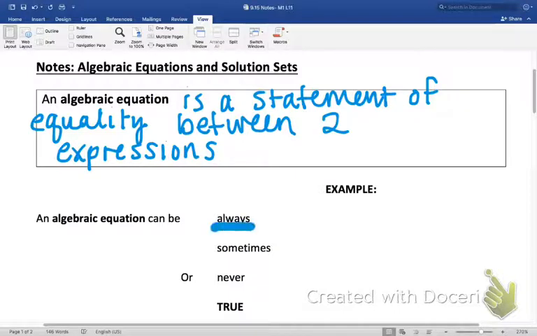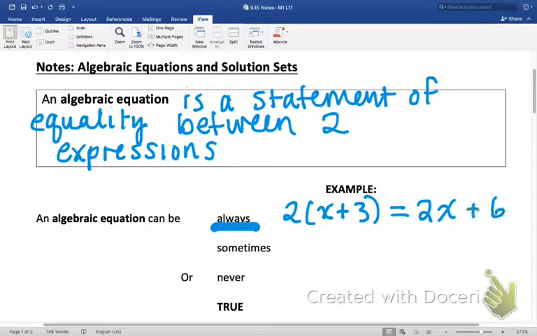algebraic equation always true. So it's always true if we're using one of our properties like distributive property, associative property, or commutative property. So it could be something like 2 times x plus 3. Well, if I apply distributive property there, I get 2x plus 6. These two expressions will be equal no matter what value I plug in for x. I could plug in 1, I could plug in 100, I could plug in 0.5. It doesn't matter. This will always be true.